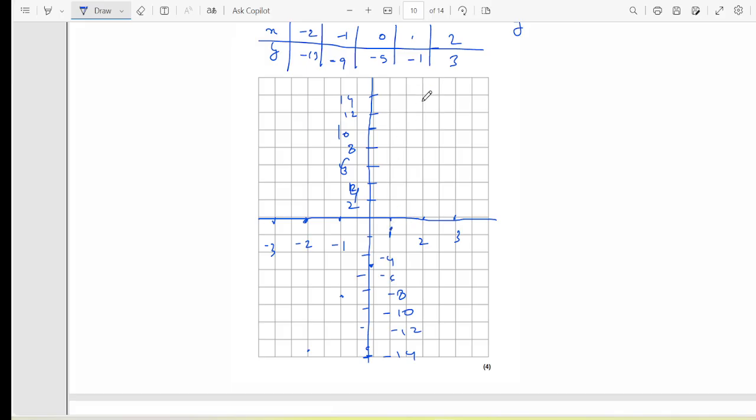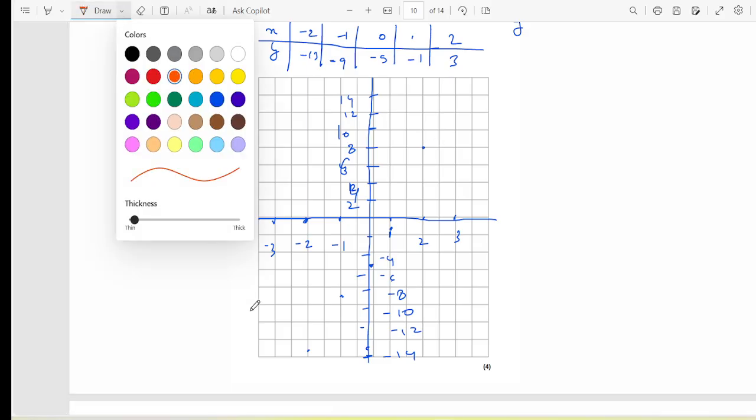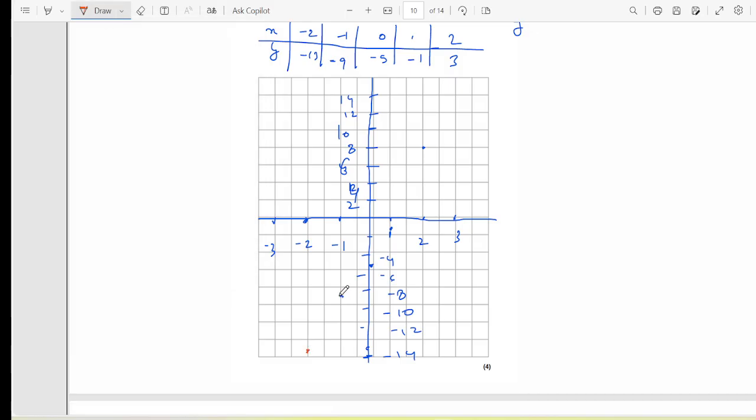Similarly, x is 2, y is 3, which is this. If I just join all these points, let me highlight it with a different color. Okay, so I'll get a straight line, something like this. So we just need to plot it like this.